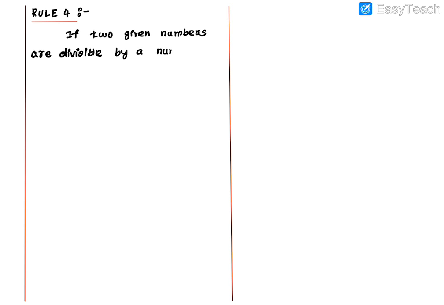See here, the rule number 4. Okay, so rule 4 is: if two given numbers are divisible by a number, then their difference is also divisible by that number.